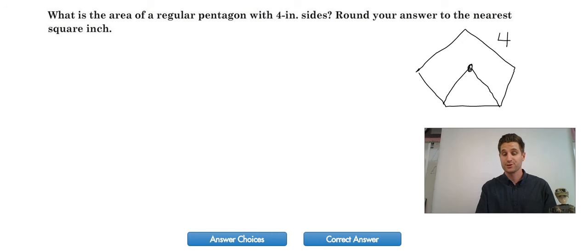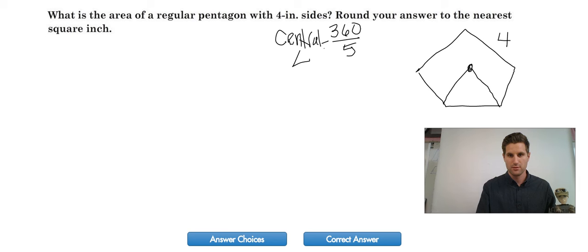Again, we're going to find the central angle, so that's going to be 360 divided by 5, not 4. So this is the central angle. 360 divided by 5, we're going to get 72 degrees. But remember, the apothem is going to cut that in half. So we're going to get half of that, and we'll get 36 degrees right in here.